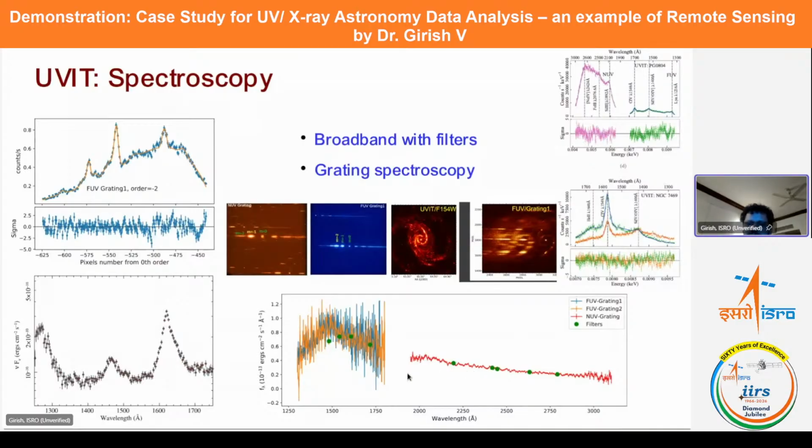The continuous red line on the right is the spectrum from the grating. And you see these red and green dots. These are what we call filters. Using the filters, we could have done this, but it would have given very sparse data, so modeling would have been tough.